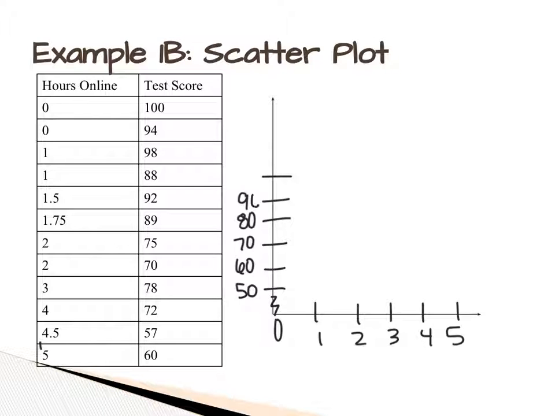You are in complete control over how you do your graph. You didn't have to go by 10s. You could have gone by 5s. You didn't have to start at 50, but you did. So your graph is up to you. The only thing that you have to make sure of is that the spaces between your points are the same. So 1, 2, 3, 4, 5, we go by 1s, and 50, 60, 70, 80, 90, we go by 10s. You can't go by 10s and then change it to 20s all of a sudden.